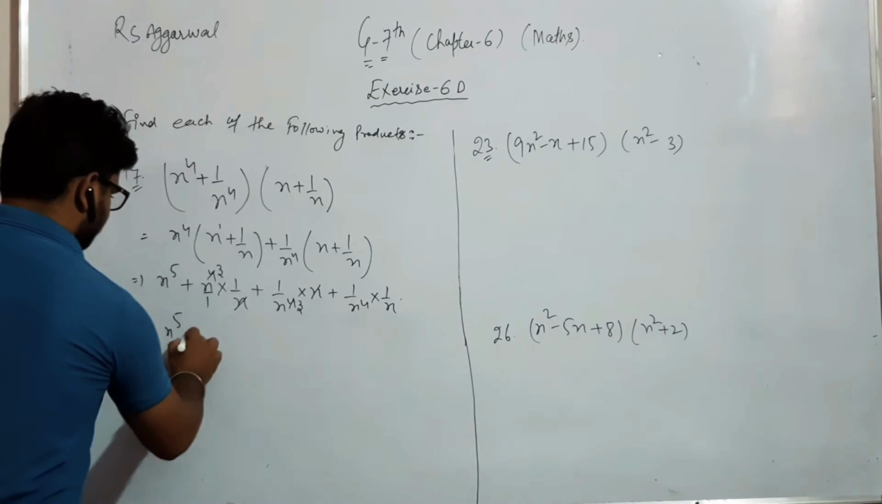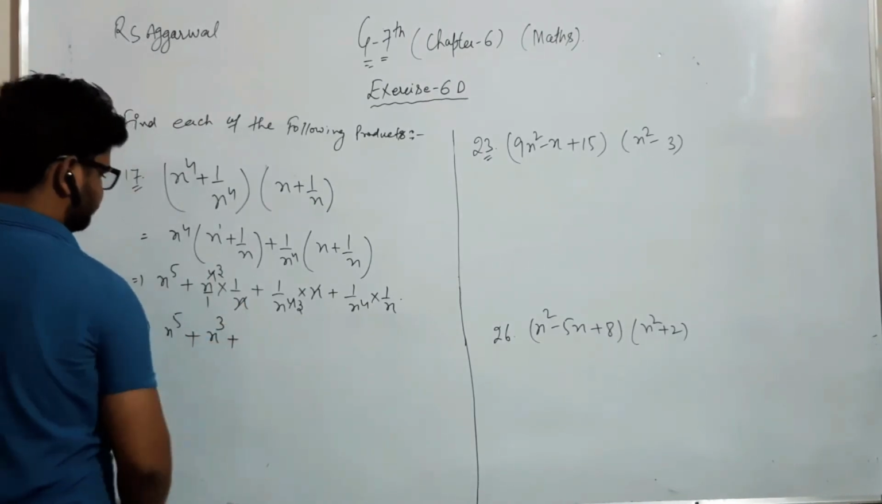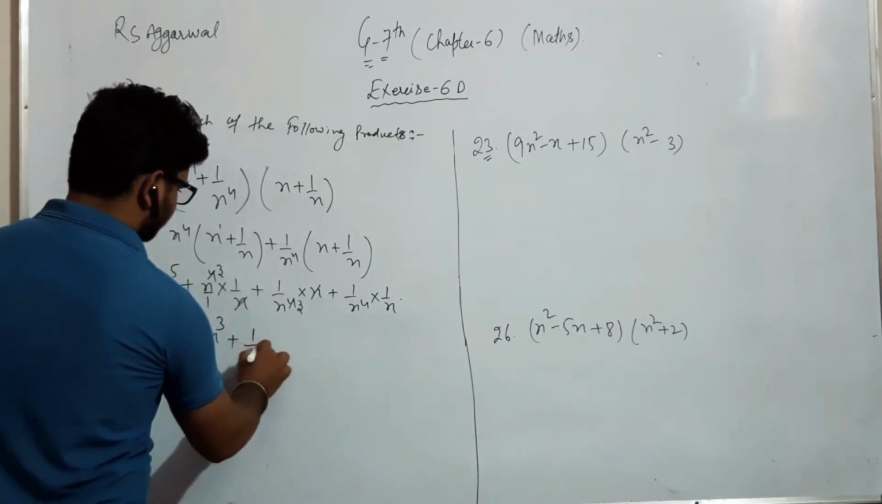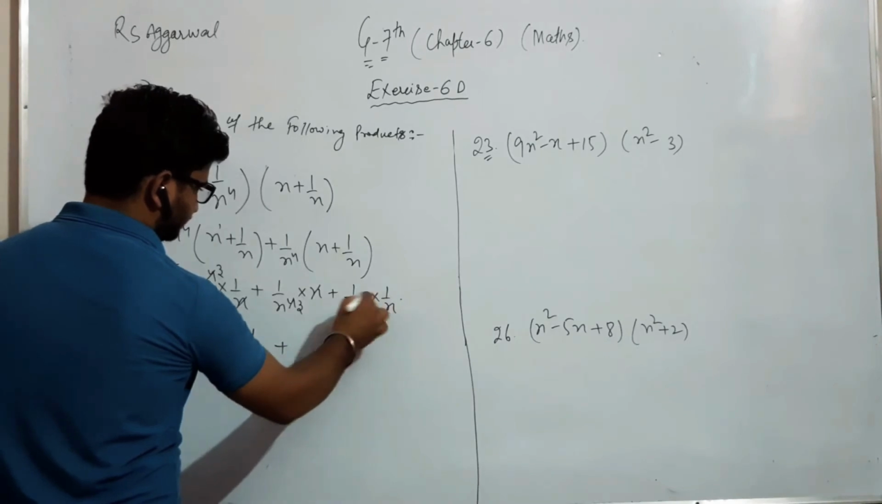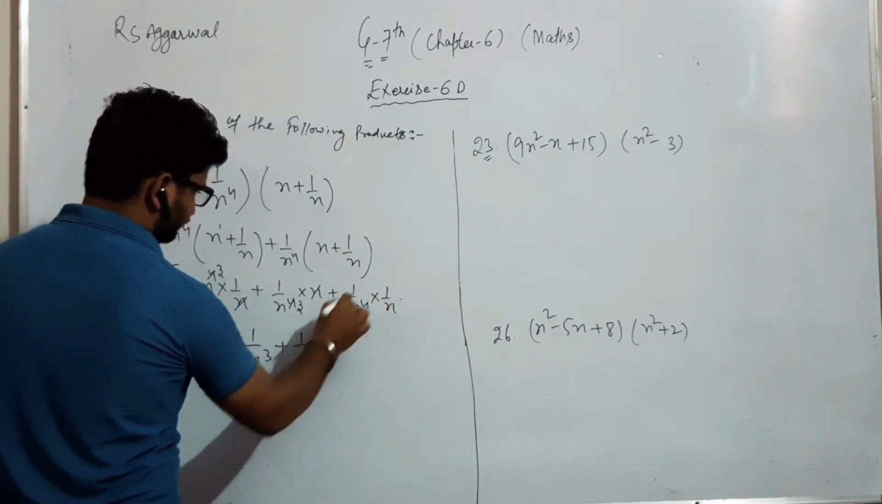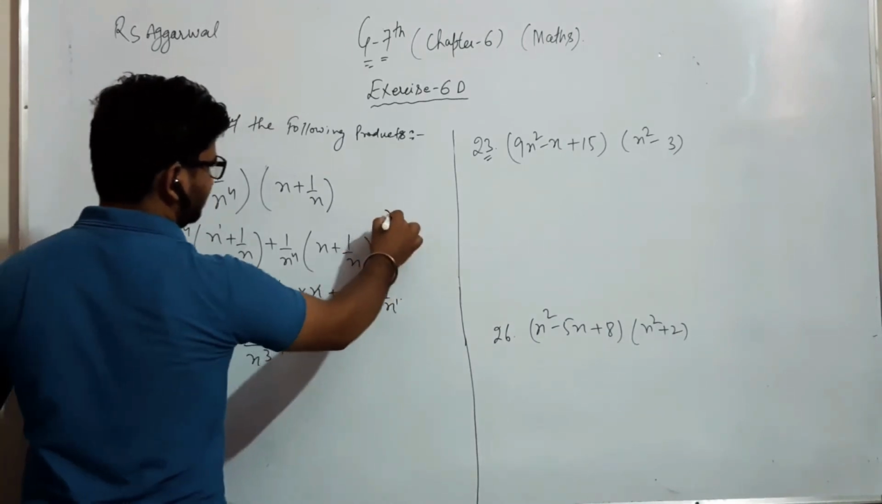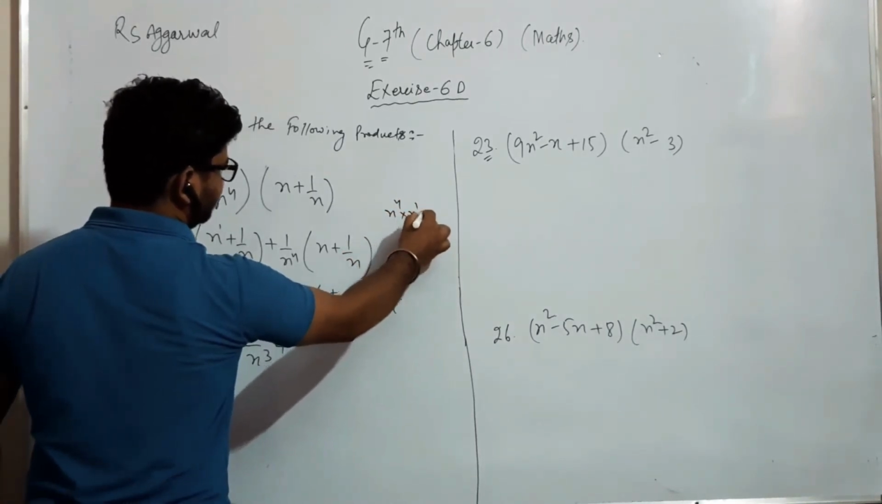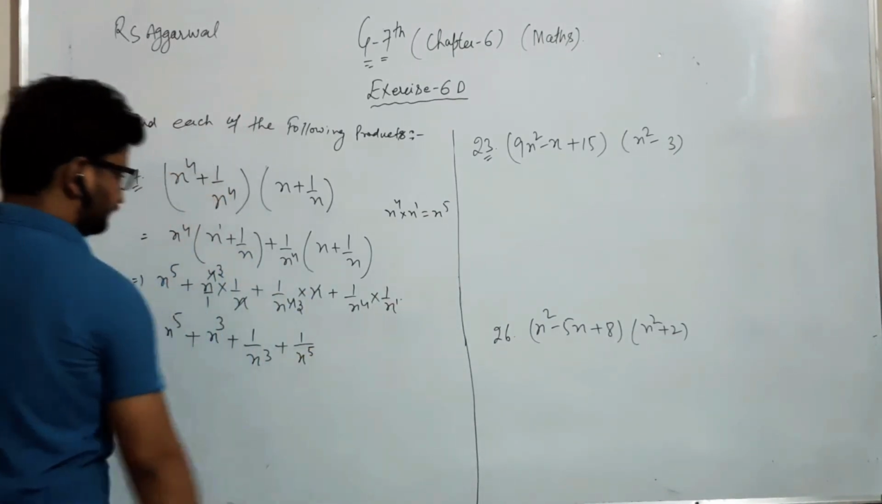Okay, so the answer will be x raised to power 3 plus 1 upon x raised to power 3, x is cancelled, plus here numerator multiply 1 into 1, and x raised to power 4 into x, so x raised to power 1. When we multiply x^4 into x in the denominator, the answer will be x raised to power 5. So in the denominator what we left is x raised to power 5.